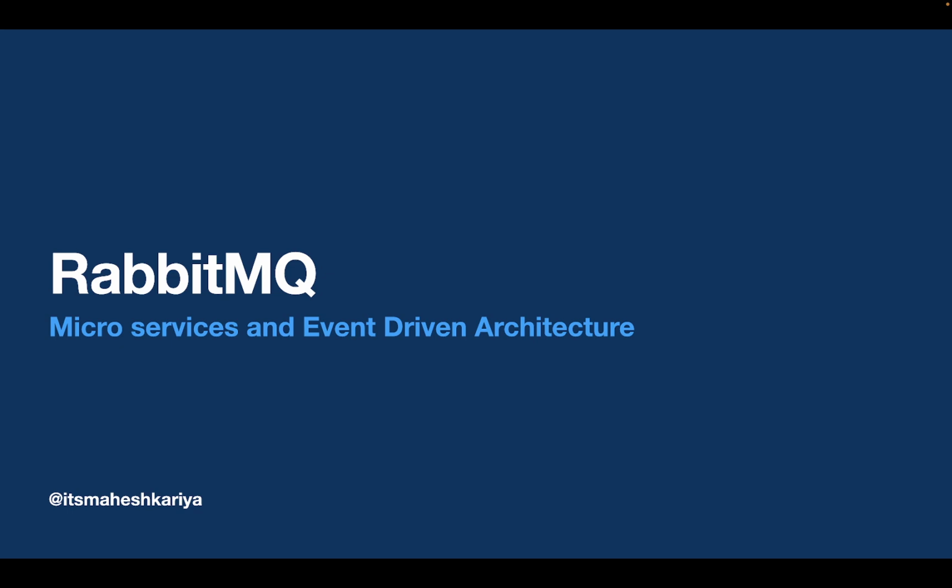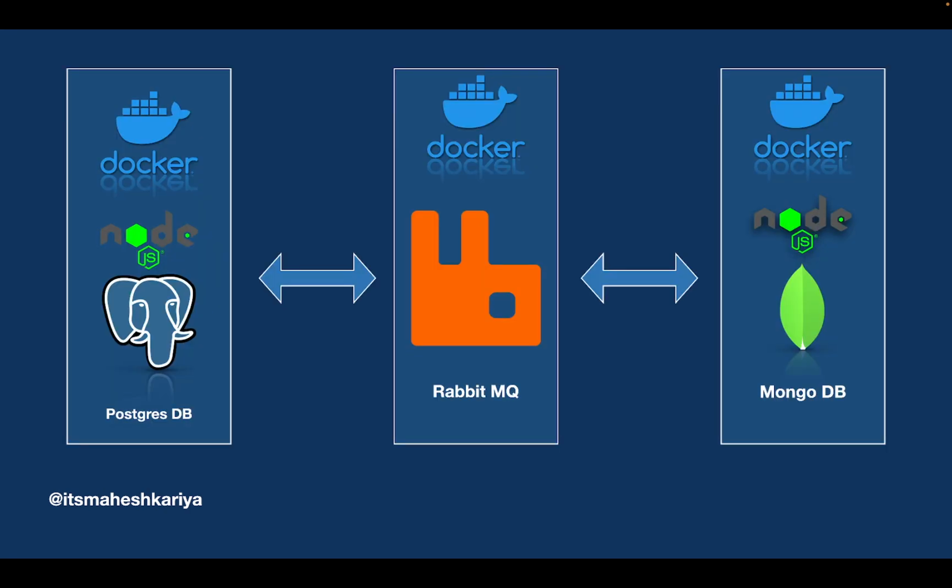Today I'm gonna take you through RabbitMQ. We are gonna create microservices and an event-driven architecture where we communicate containers with events. We'll have a Docker container with Node Express and Postgres, another Docker container with Node Express and MongoDB, and there will be a RabbitMQ, which we are gonna use for passing events.